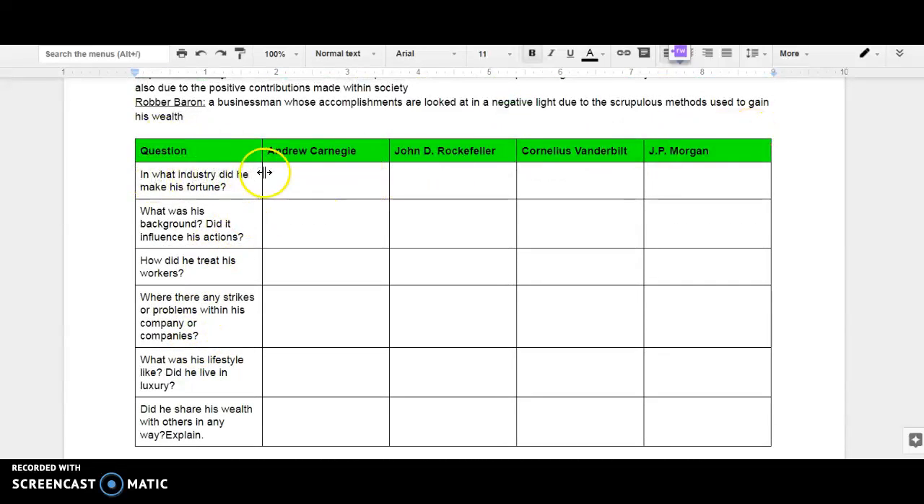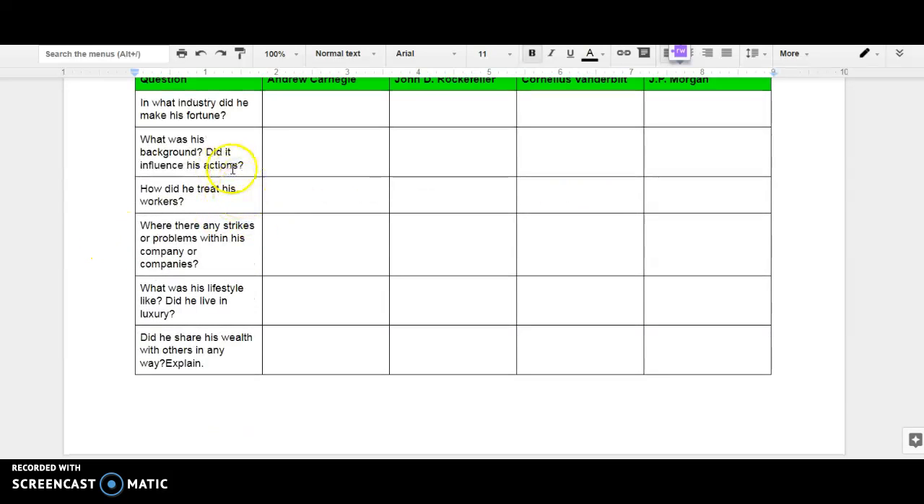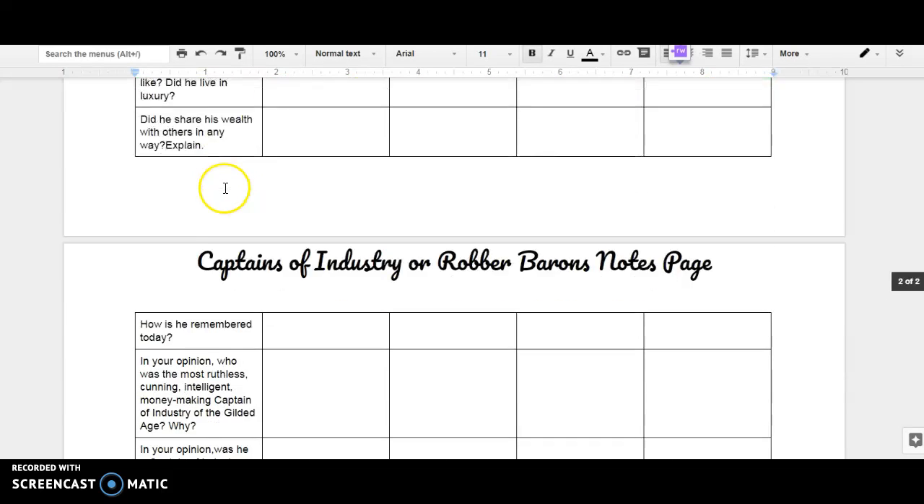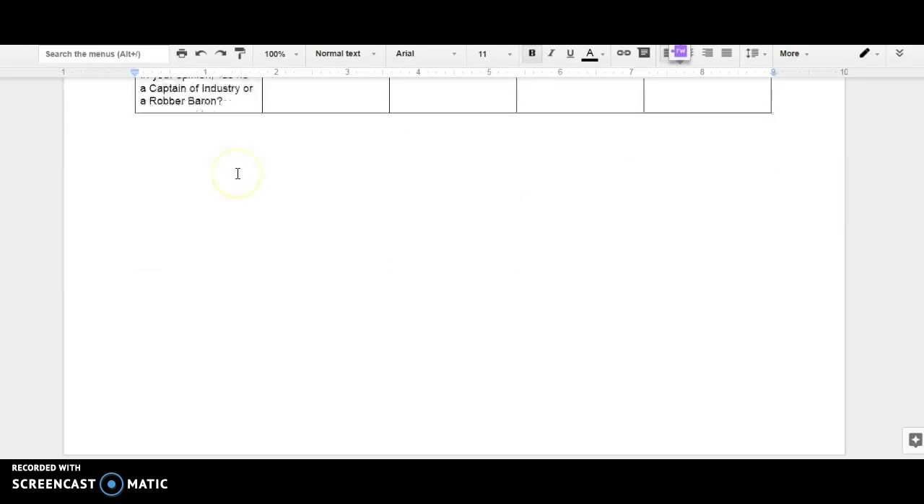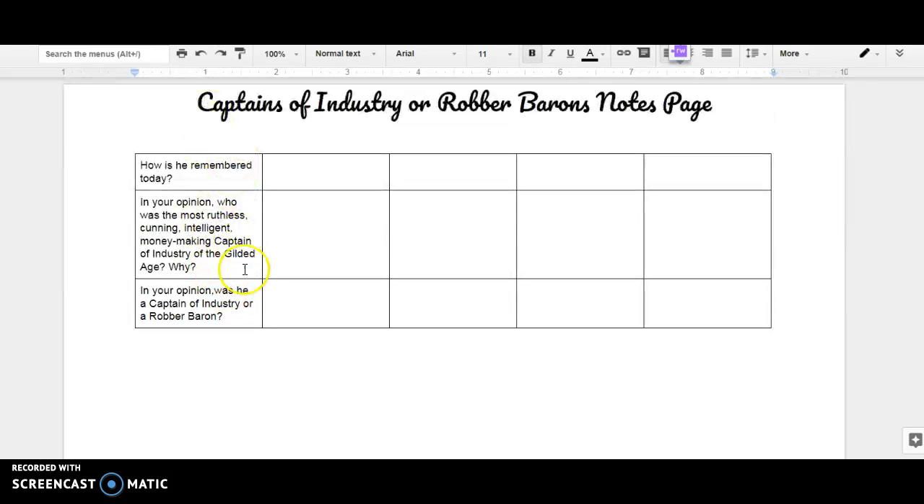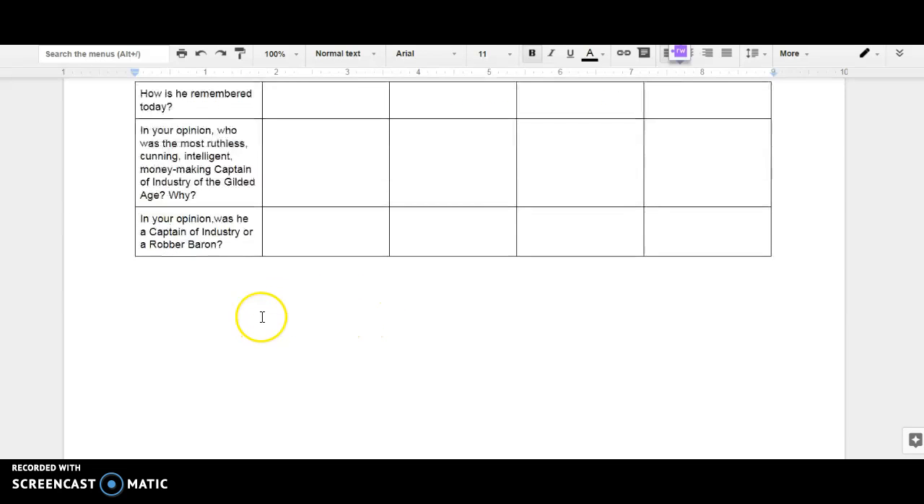In what industry did he make his fortune? For Andrew Carnegie, you would type it here, Rockefeller here, Cornelius Vanderbilt here, JP Morgan here. What was his background? Did it influence his actions? If there are 2 parts of the question, make sure that you answer both questions. You can see this goes on to page 2 here. So make sure that you scroll down and you continue typing until you get to page 2.